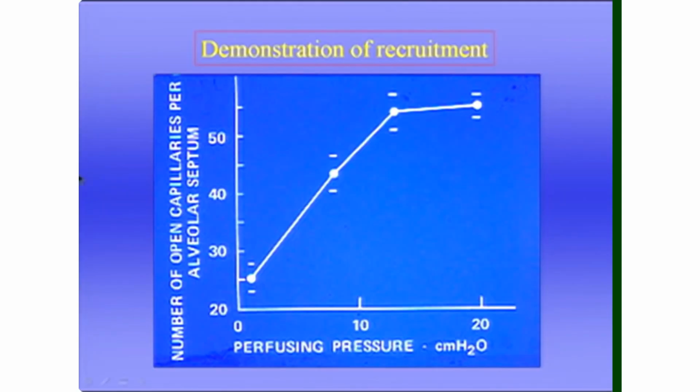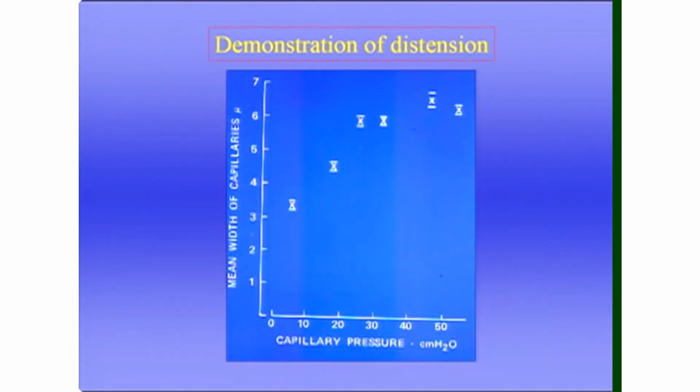Incidentally, a number of years ago, there was a big debate about whether recruitment occurs in the capillaries, and I'm just showing this out of interest. People then looked at what happens to the number of open capillaries, shown here, as you raise the perfusing pressure, and they showed that this dramatically increased. So there was no doubt about recruitment. The same thing was true of distension. In these isolated lung preparations, it was possible to measure the width of the capillaries, shown here, and as you raise the capillary pressure, you could see that the mean width increases. So there was no doubt that that occurs.